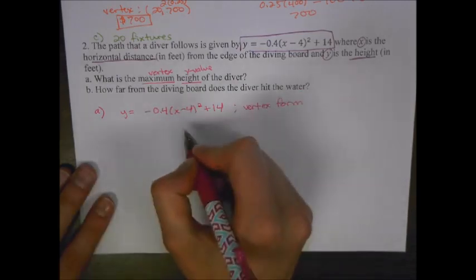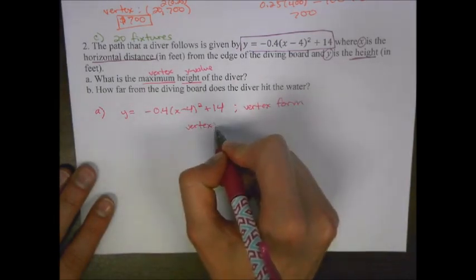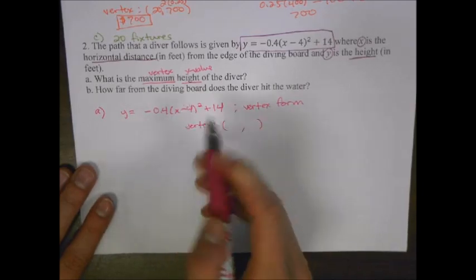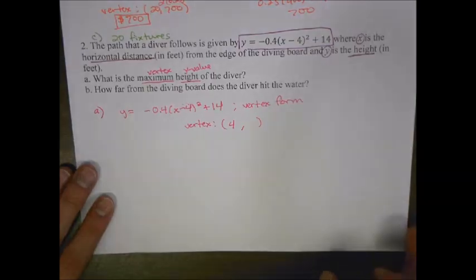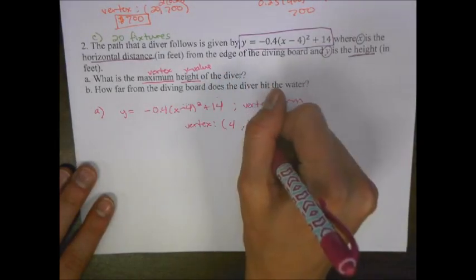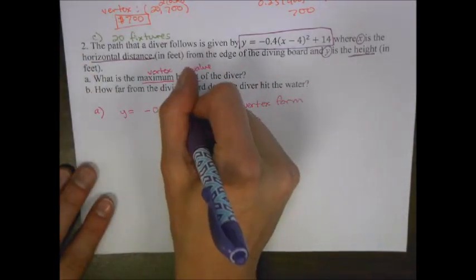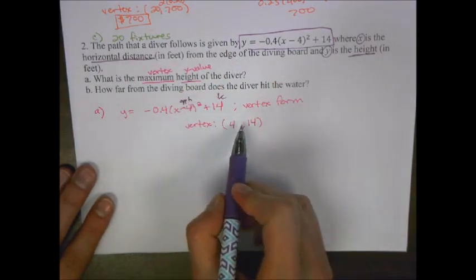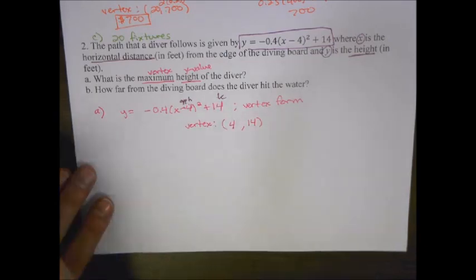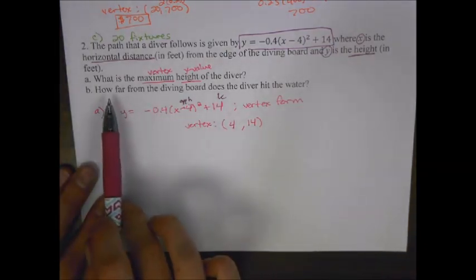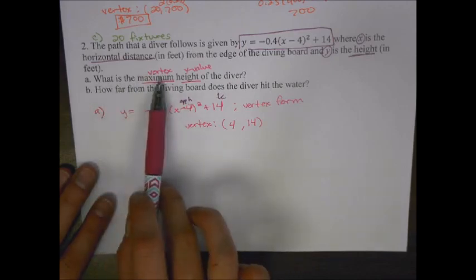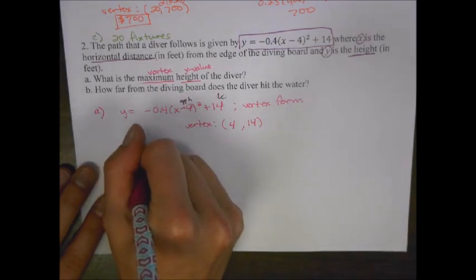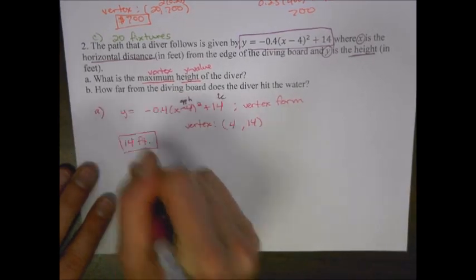That means that our vertex is opposite, so 4. And then here's my k, 14. So remember again, it's opposite h, k. Negative 4 is the opposite of h, so h is 4, k is 14. To answer the question, what is the maximum height? Height's our y value. Our y value is 14, so the answer is 14 feet.